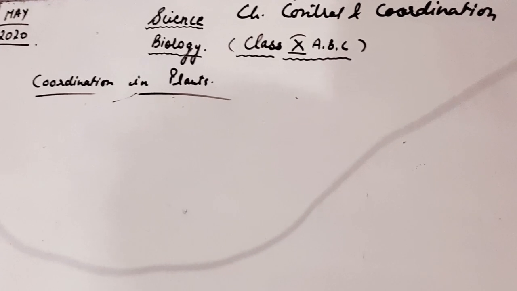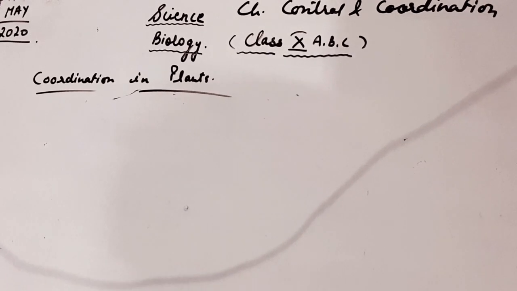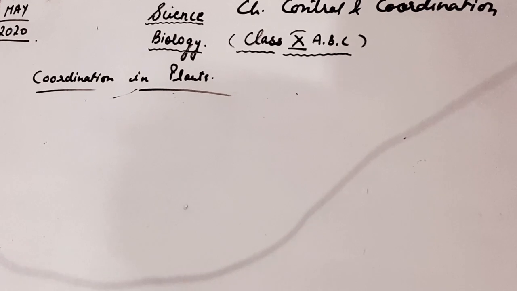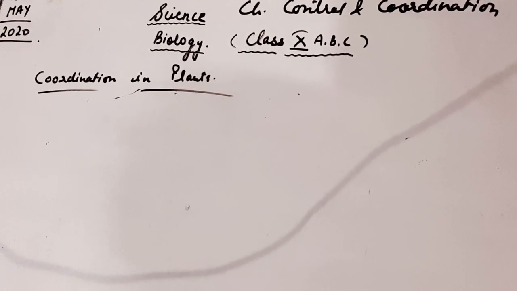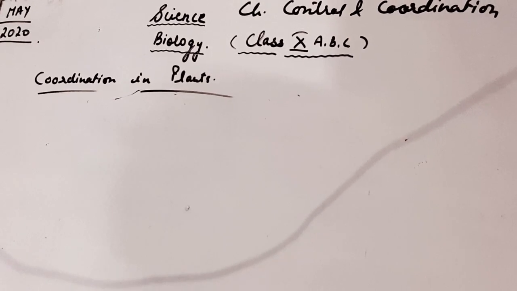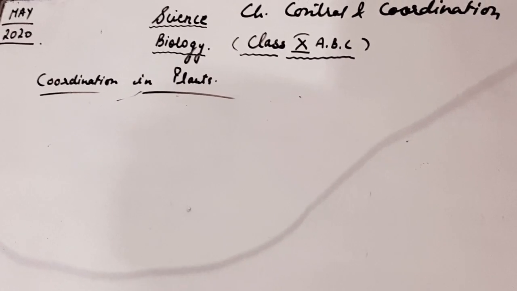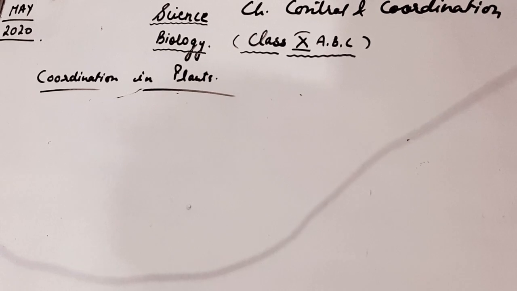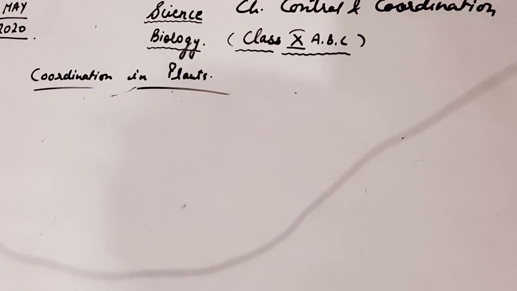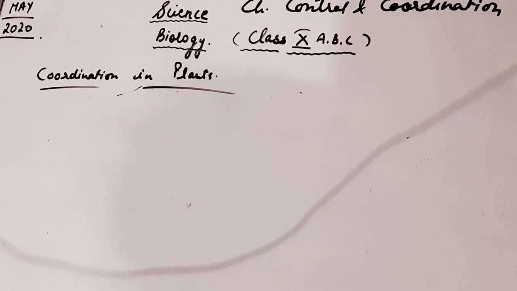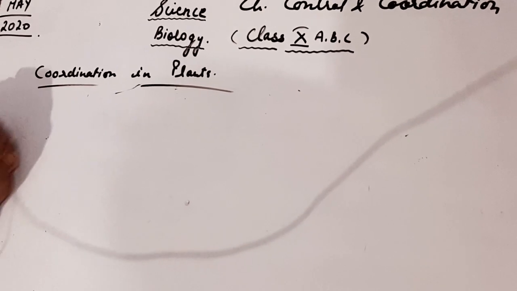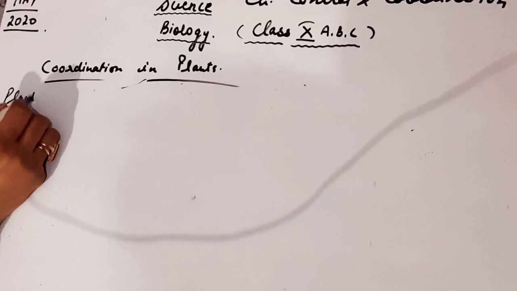Today we will start the next topic of the chapter Control and Coordination. So far we discussed coordination in animals under the heading nervous system. I hope you have well understood the structure of the neuron and the parts of the nervous system, that is, the central nervous system and peripheral nervous system. Now let's start how coordination takes place in plants. For this we will start with the topic plant movement.